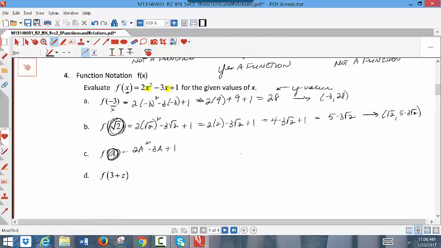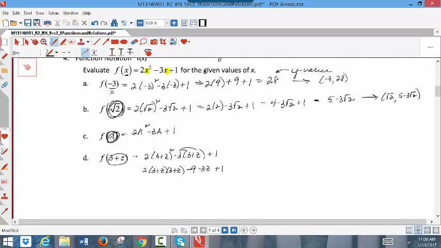The next one is replace your x value with 3 plus z. So this becomes 2 times 3 plus z squared minus 3 times 3 plus z plus 1. Okay, now when I have a binomial square, this is the 3 plus z times 3 plus z, minus, I distribute this -3. -3 times 3 is -9, and -3 times z is a -3z. And then I add a 1 to the end.